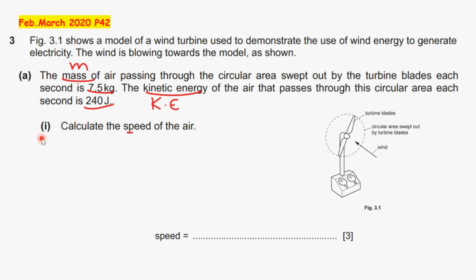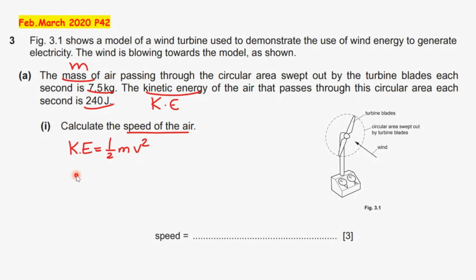In part A(i), calculate the speed of the air. There is one equation linking all of these quantities, the kinetic energy, the speed and the mass. All of these are given and only one is unknown, which is the speed. The formula is the kinetic energy equals half mv squared. To get v as the subject, because this is the only unknown, we do a cross multiplication. So 2 times the kinetic energy divided by m, and do not forget to take the square root.